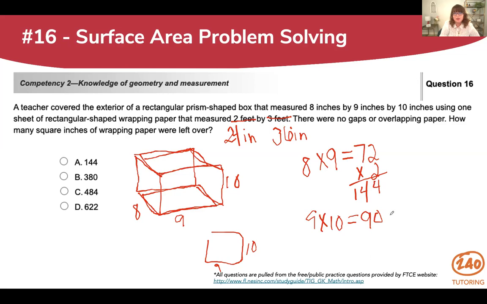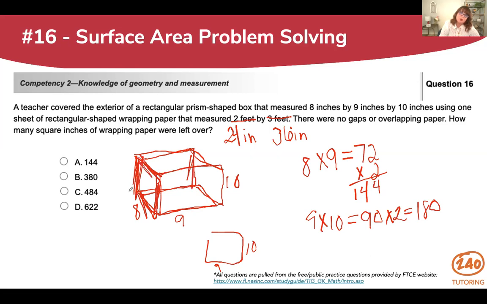So if I do that times 2, you can pull out your calculator if you'd like, you're going to get 180. Now, I've only dealt with 4 sides, and there are 6 faces. I've got 1 more to deal with. I've got this one over here, the ends, and its corresponding one over here.